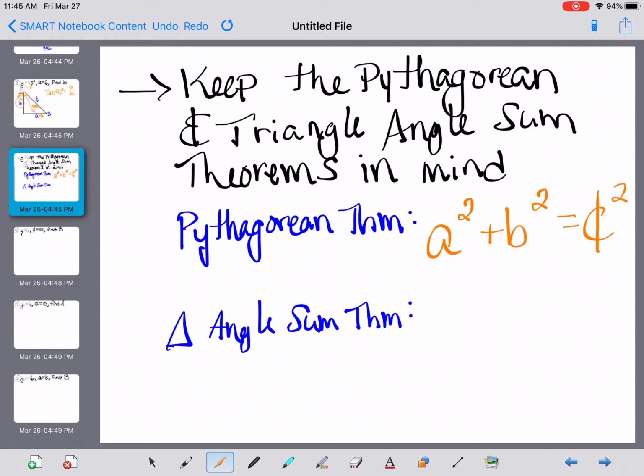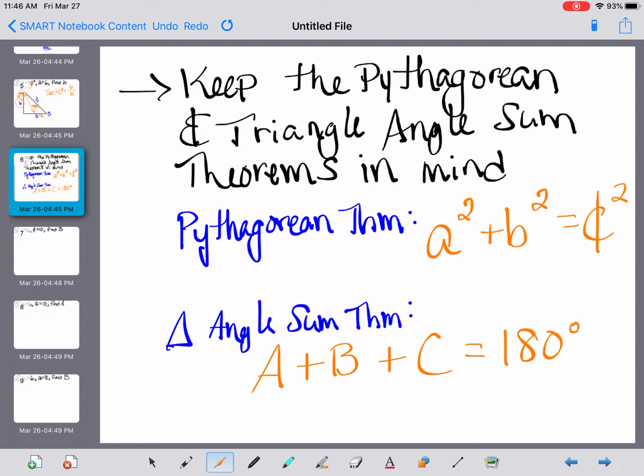The triangle angle sum theorem just says that the sum of all of the angles of a triangle in Euclidean geometry, which is the only thing that matters to us, is 180 degrees. So we can write that out as capital letter A plus capital letter B plus capital letter C is equal to 180 degrees. And we only care about degrees right now. Later on we'll get into radians, but not right now.